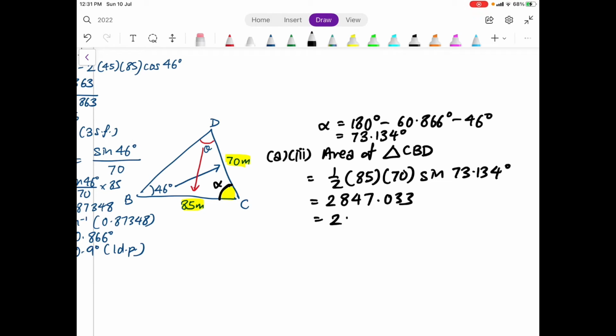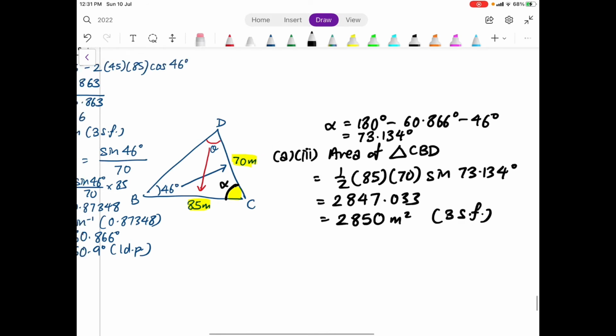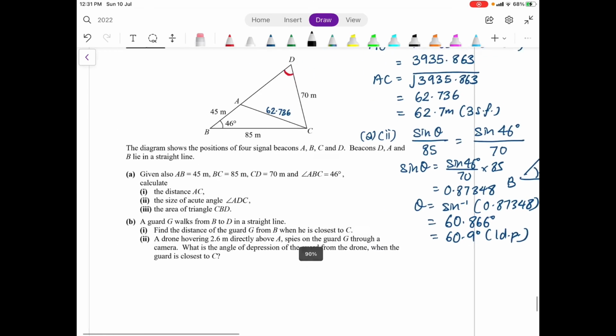2847.033, 3 significant figures: 2850 meter square, 3 significant figures. Pause the video if you need. If not, we will proceed on to part B.